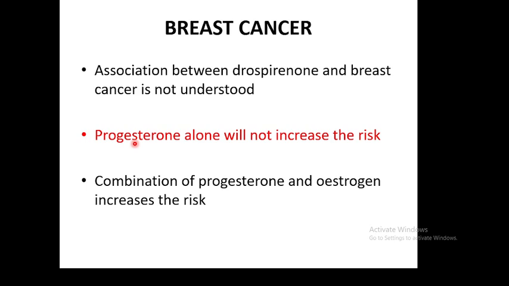Breast cancer. Progesterone alone will not increase the risk of breast cancer. It is the combination of estrogen and progesterone. Again, it's a very minimal risk. There will be additional breast cancer if 1,000 females are using this combination in HRT for 1 year. So there will be only 1 additional case of breast cancer per 1,000 women per annum. Sort of a very low risk.